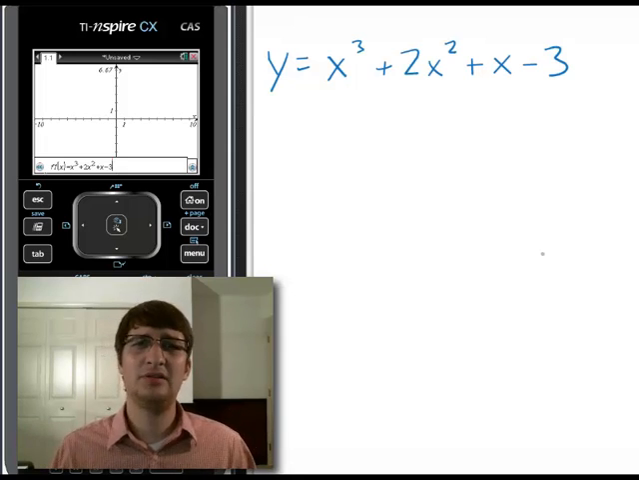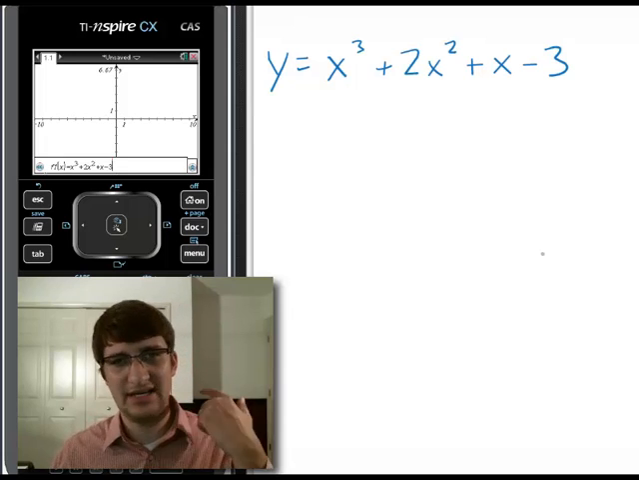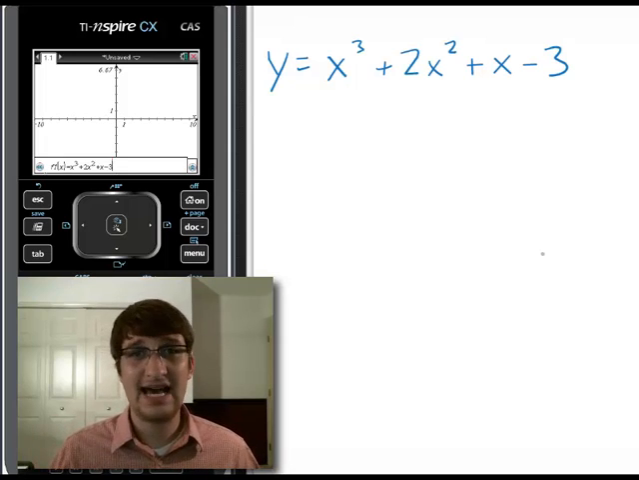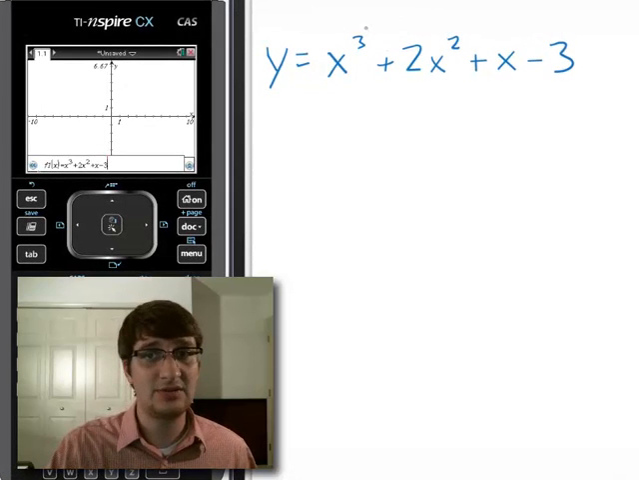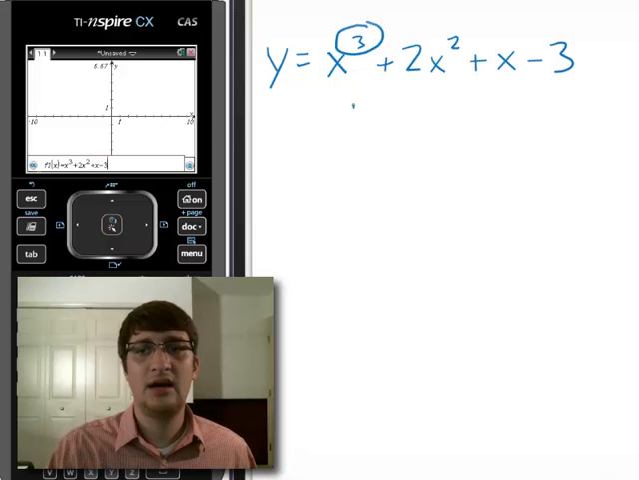So when we're dealing with polynomials, there's a couple things that I want you to take away. Number one, the degree of the polynomial, okay? The degree of this polynomial is the highest exponent that we see, which is 3, okay? So the degree for this polynomial is just going to be 3.